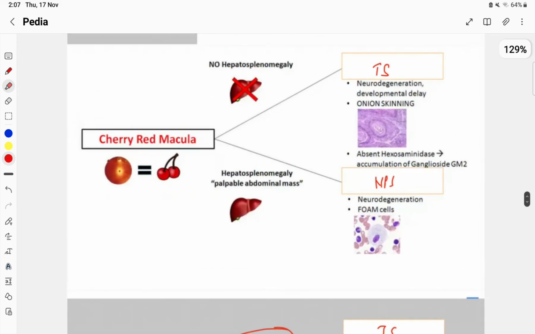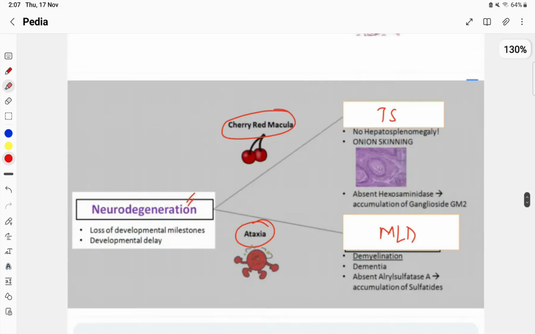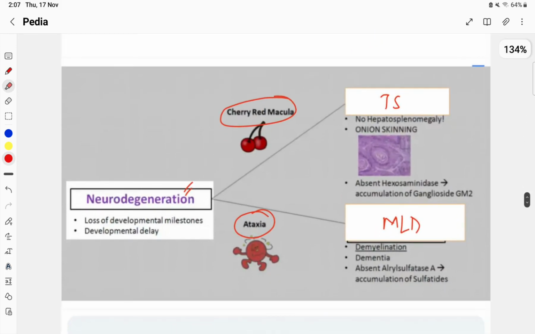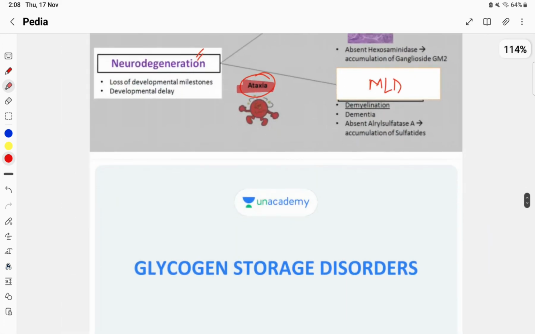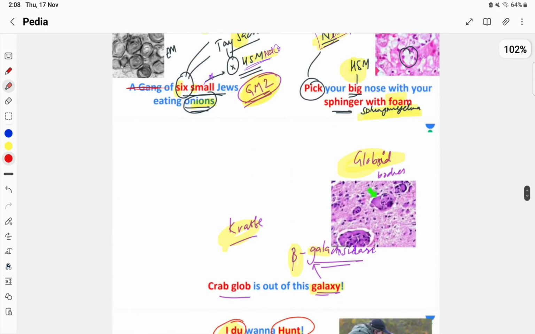Next is cherry red macula is given. Hepatosplenomegaly is not there. If it is not there, it's Tay-Sachs. If it is there, it is Niemann-Pick. Then, if there is neurodegeneration and cherry red macula, this is mainly Tay-Sachs. And neurodegeneration with ataxia, this is metachromatic leukodystrophy. Fine, with this we end the lysosomal storage disorders.